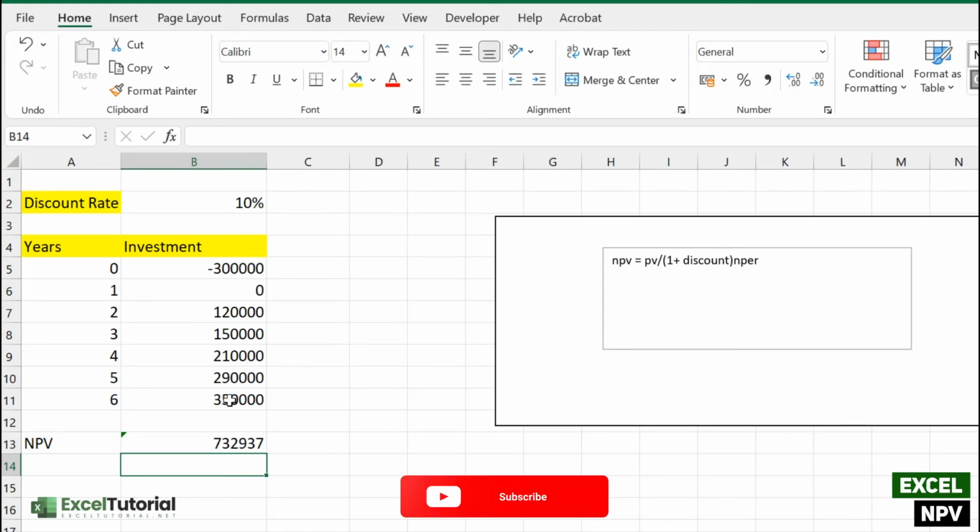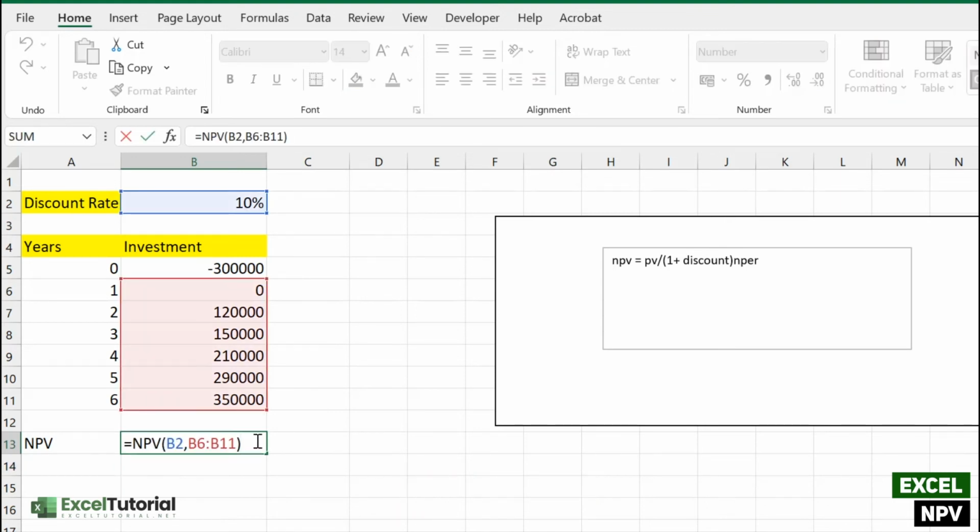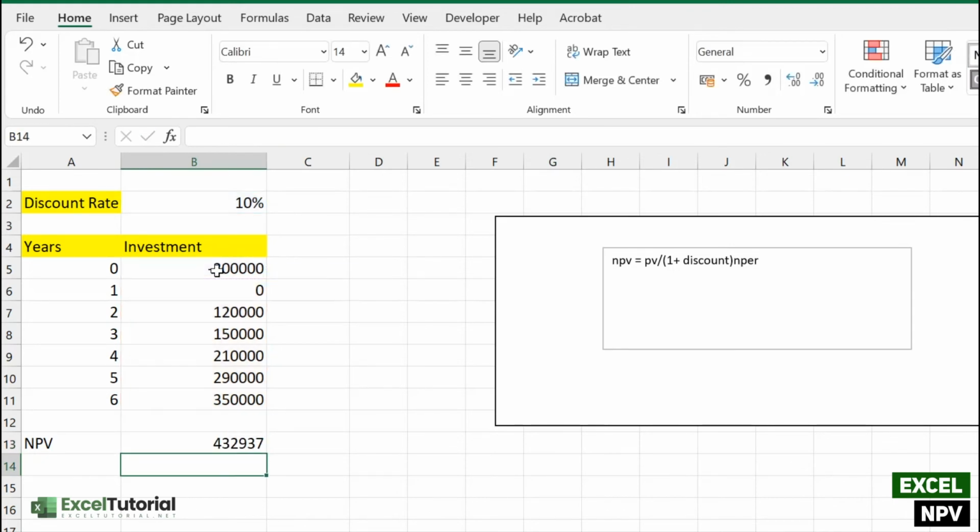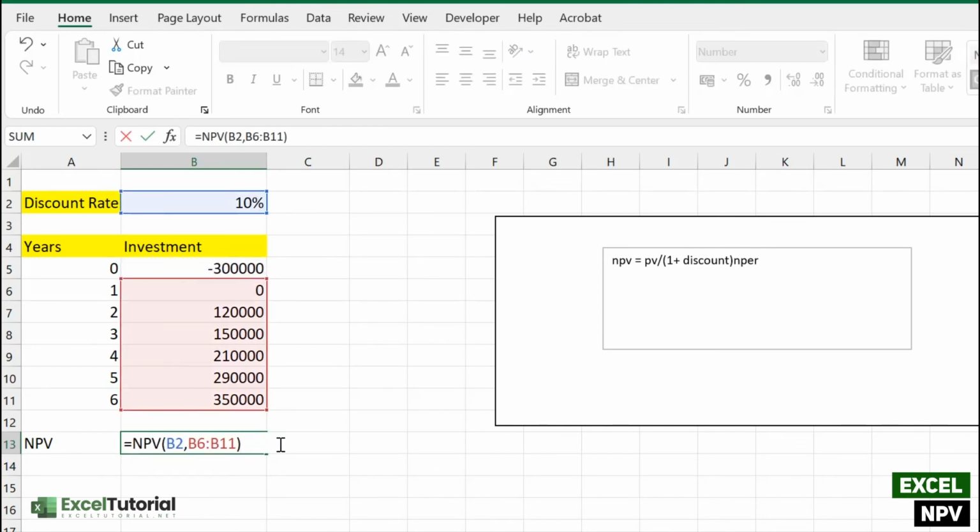But we haven't added our investment amount. If we need to find the NPV here, then we need to add our investment amount, which is the initial investment, and if we click this, we get the net present value like this. Let me just delete that for now.